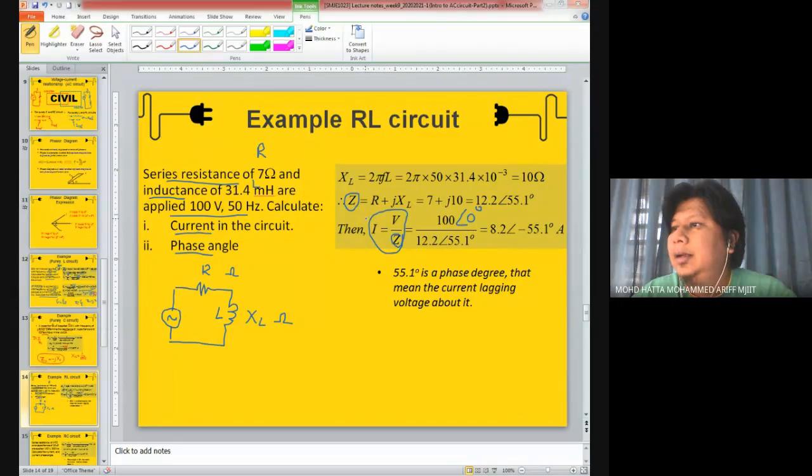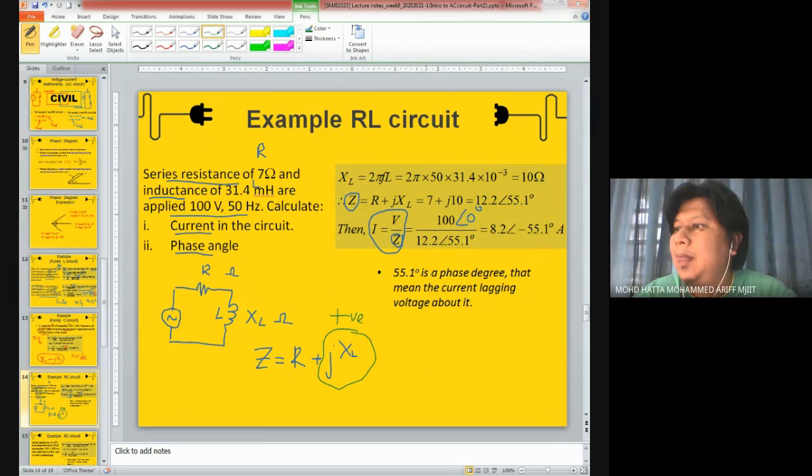And here XL as usual, given by 2 pi FL. And for RL circuit, always remember that Z is given by R plus JXL. So the thing that should be highlighted here is that the J over here is always a positive value.